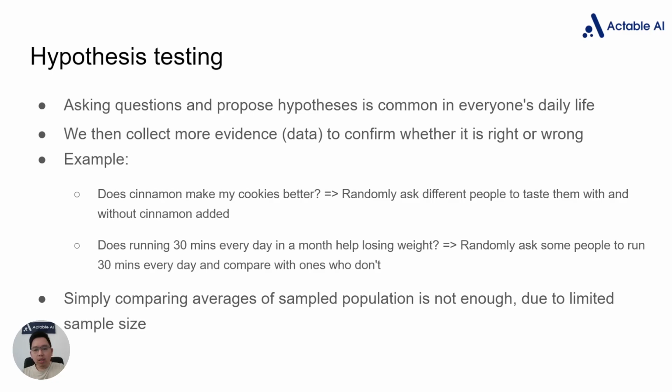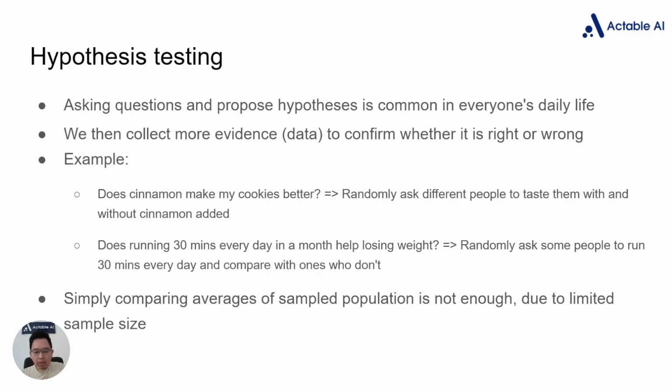Another example is if we have a hypothesis that running 30 minutes every day for a month will help with losing weight. Then we can ask random people to run 30 minutes every day, and after a month we can collect the data about their weights and compare that with those who didn't run in the last month.